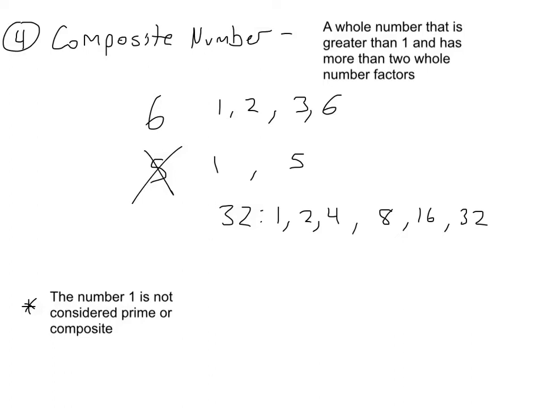Those are the factors of 32, and you've just proved that it's composite because there are more than 2 factors. There's 1, 2, 3, 4, 5, 6 factors of 32. Lastly, well not lastly, we still got a little bit to do, but just note that the number 1 is not considered prime, but it's also not considered composite. Number 1 is really just number 1. Okay, he stands out there by himself.